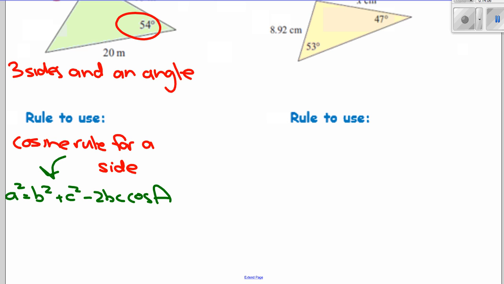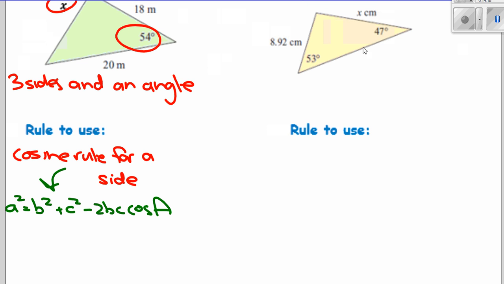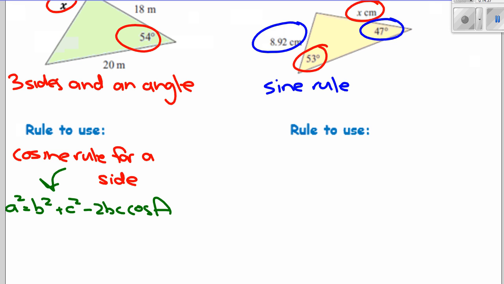Whereas with the second triangle, do we have 3 sides and an angle going on? No. What do we have now? Opposite and adjacent. Yeah, good. Side opposite angle, yep. And side opposite angle, yep. So that's a sine rule, isn't it? For this one, would you use sine rule for a length or for an angle? Sine rule for a length. Again, it's just like a over sine A.